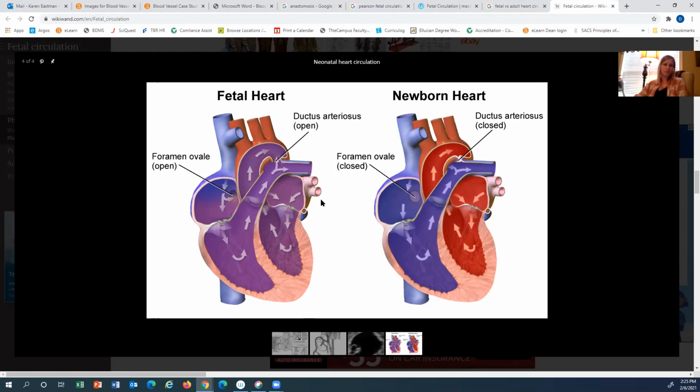Now, as an adult, when baby takes a breath, then that ductus arteriosus is going to close up because we no longer need or want the blood to bypass the lungs. Now we want to close up that opening, and that's when we would call it the ligamentum arteriosum. So just like before, when we turned the ductus venosus into the ligamentum venosum, we're going to turn the ductus arteriosus into a ligamentum arteriosum in the adult. Okay. So that's after we cut the umbilical cord.